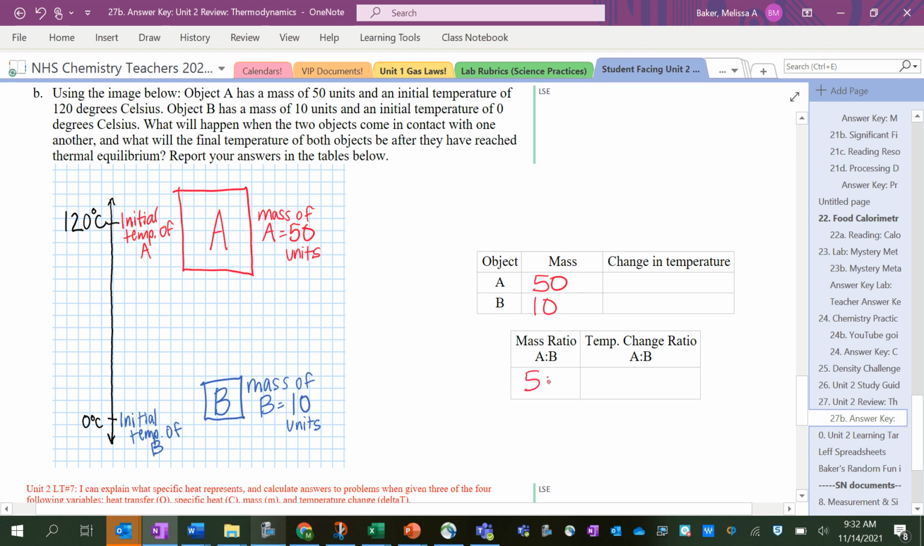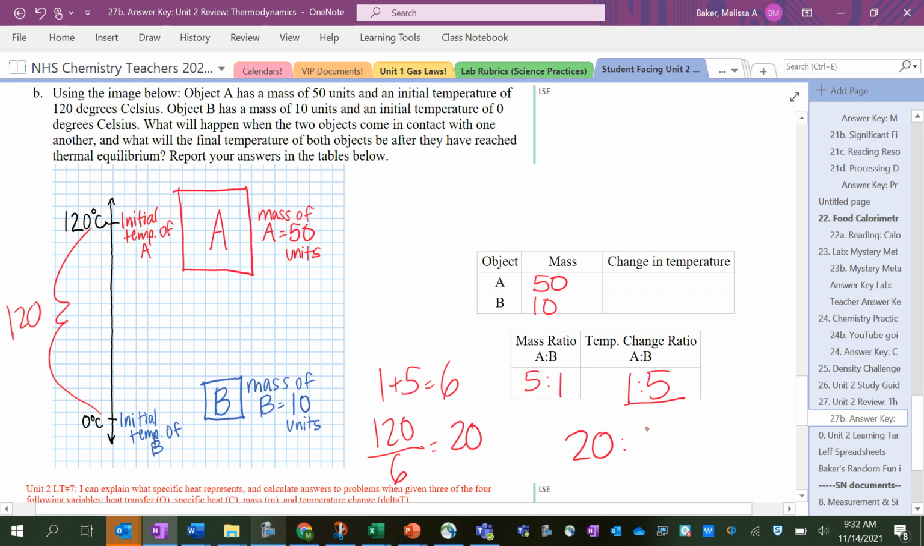That's a ratio of 5 to 1. That means the temperature change ratio of A to B will be 1 to 5. It's the inverse. So the total difference in temperature is 120. Okay, and then we're going to add 1 plus 5, 6. And we're going to take the total temperature divided by that 6, that's 20. So the ratio of the change in temperature will be 20 to 100.